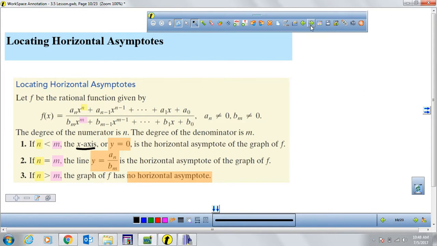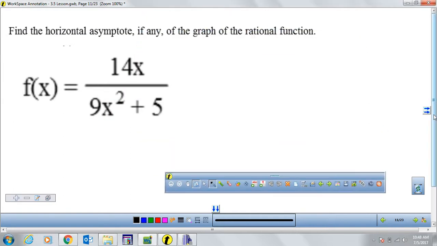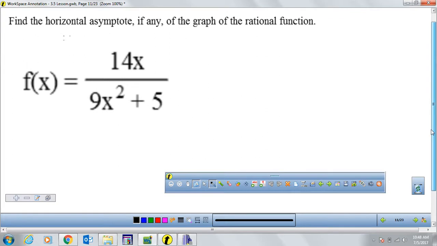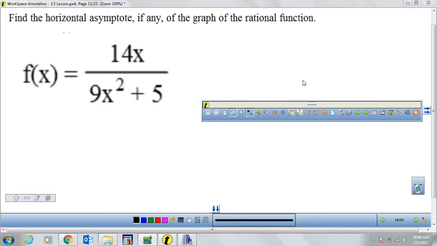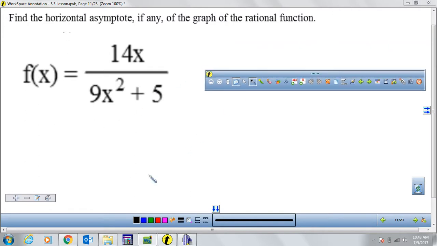Now, let's go ahead and take a look at a couple of horizontal asymptotes. The question says, find the horizontal asymptote, if any, of the graph of the rational function. Now, to find the horizontal asymptote, we have to look at the degrees. If you notice right here, this n is my degree of 1, and this m is a degree of 2.